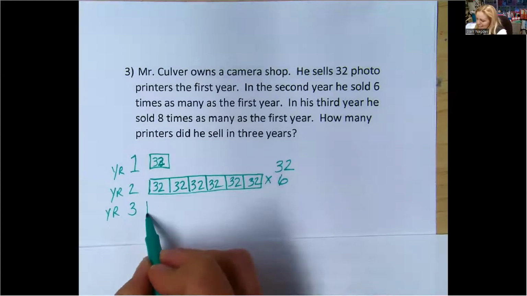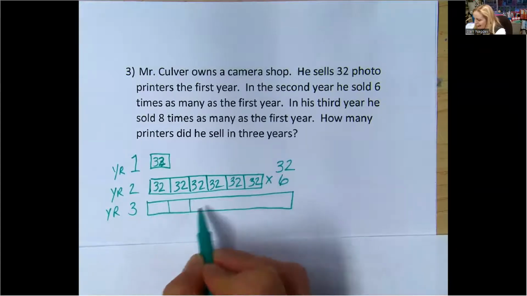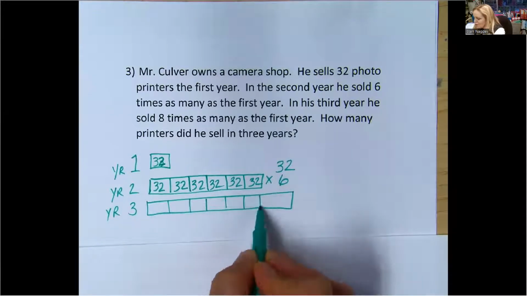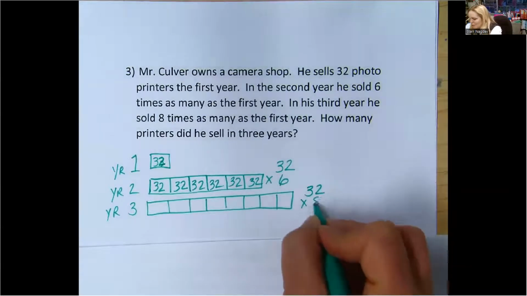In year 3, it's 8 times as many. So I would need to have 8 units of 32 each. The math on that would be 32 times 8.